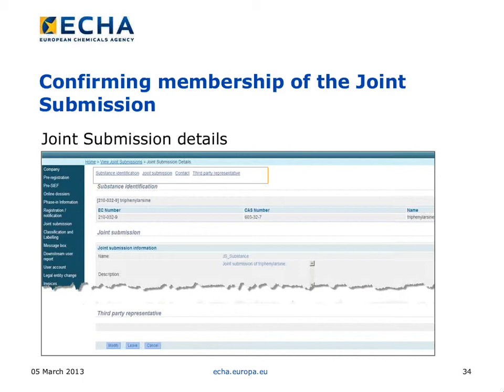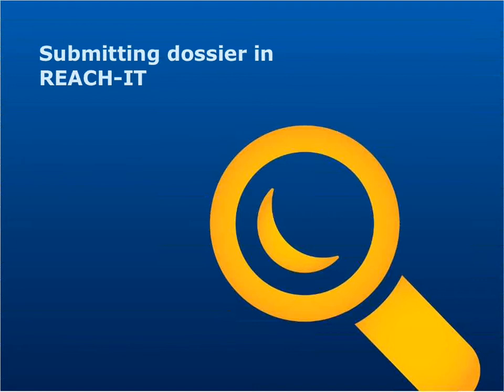On this screen, you have these tabs at the top to navigate from one section to another within the joint submission details page, and these buttons at the bottom to make changes to the details if you need to. Now we will have a look on how to submit your dossier in ReachIT.